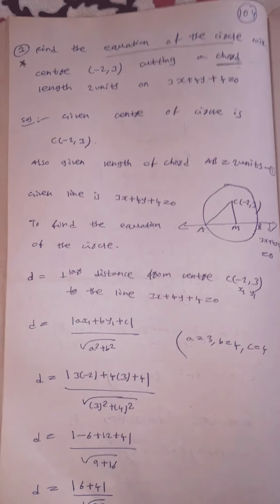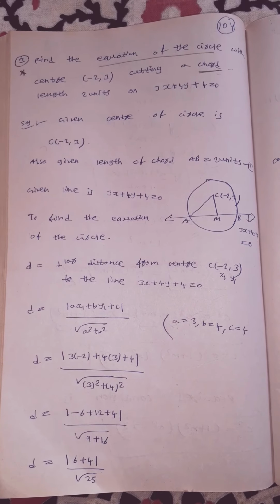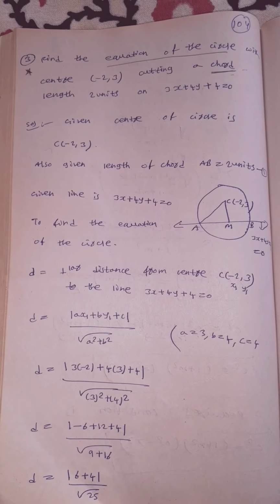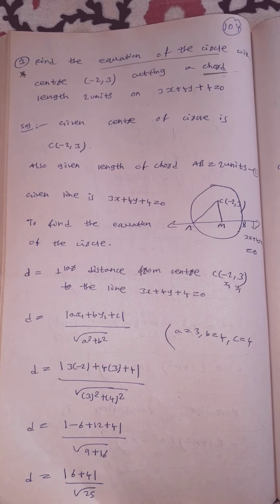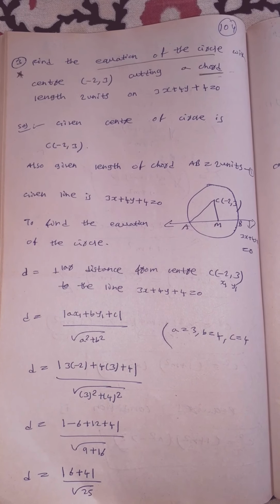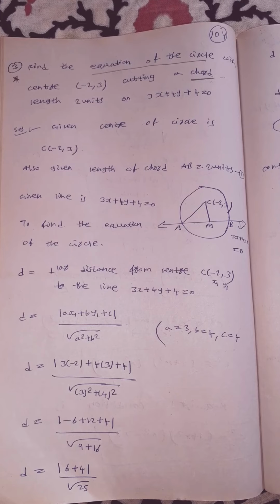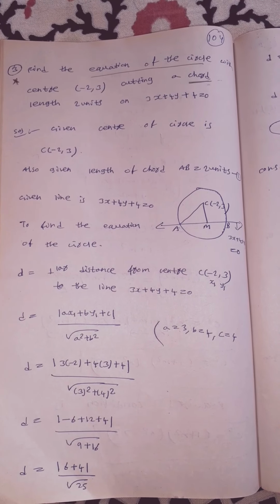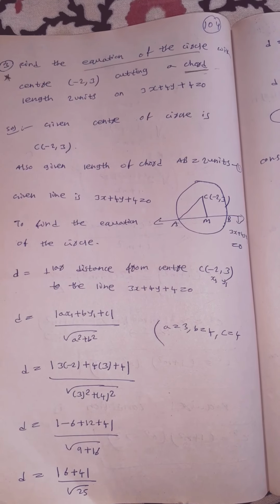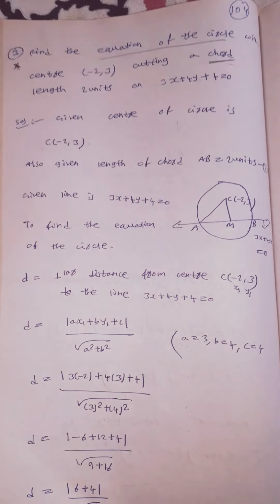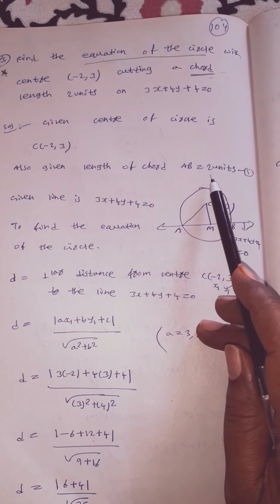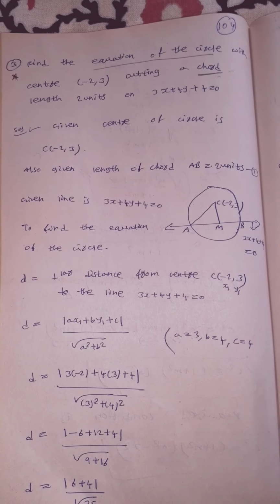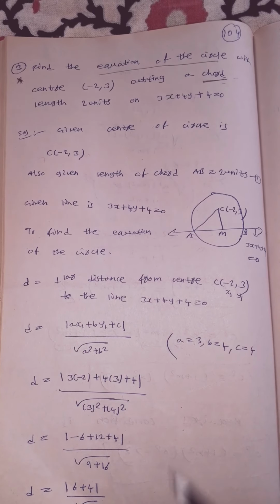Next, third one, children. Find the equation of the circle with center minus 2, 3, cutting a chord of length 2 units on 3x plus 4y plus 4 equal to 0. So this is also the same model, children. The given center of the circle is minus 2, 3. Also the given length of chord AB is how much, children? 2 units.